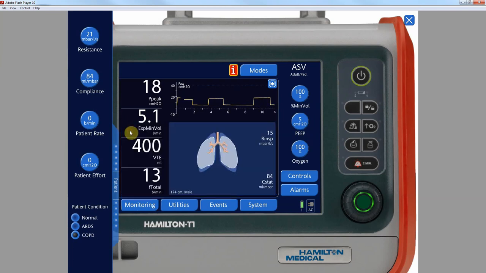So since it's taking longer to exhale, what ASV is doing is decreasing the rate and increasing the volume a little bit to get a 100% expired minute volume there.